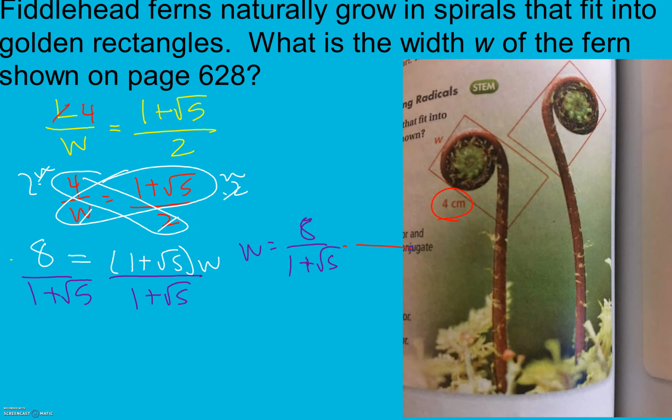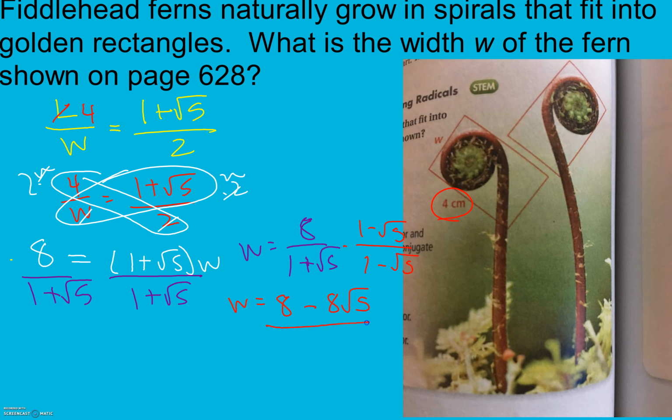So again, to get rid of a sum or difference, I multiply by its conjugate. I keep my 1, I change my sign in the middle, so now it's going to be a negative square root of 5. In my numerator, when I distribute, I get 8 minus 8 square root of 5.